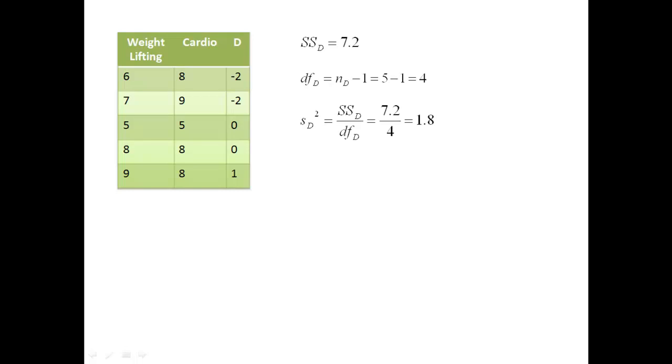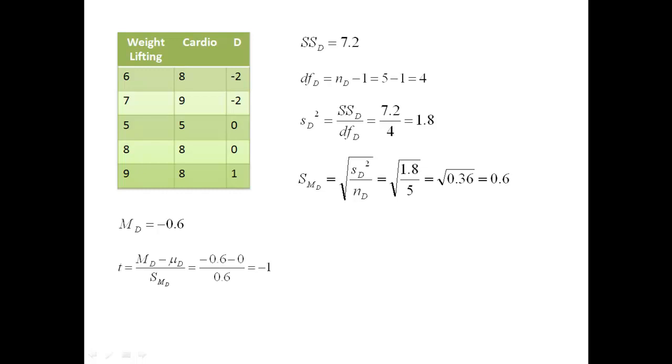Once we have our degrees of freedom and our sum of squares, we can calculate the variance of the D-scores, which is going to be 7.2 over 4, which equals 1.8. Once we have the variance, we can calculate the standard error of the mean of the D-scores, and that's going to be equal to 0.6. Once we have the standard error of the mean of the D-scores and the mean of the D-scores, we can calculate T.